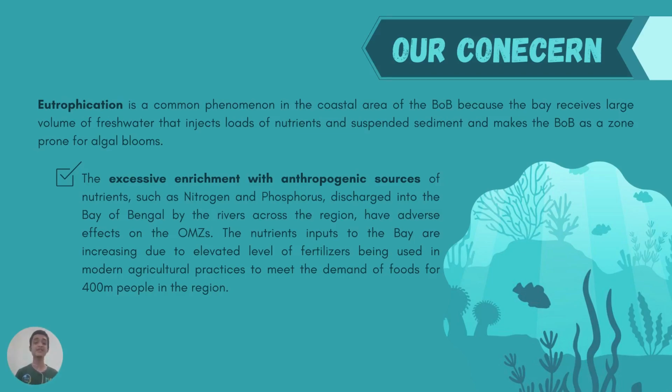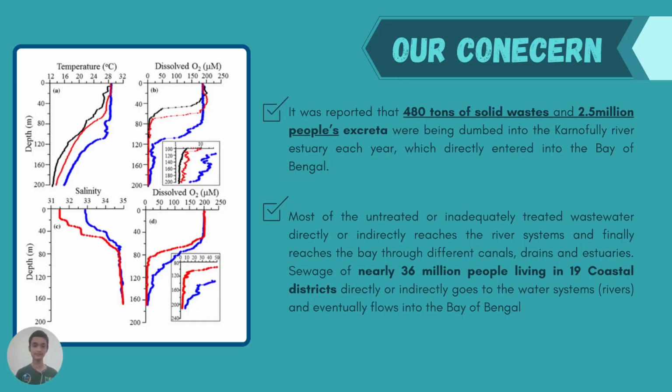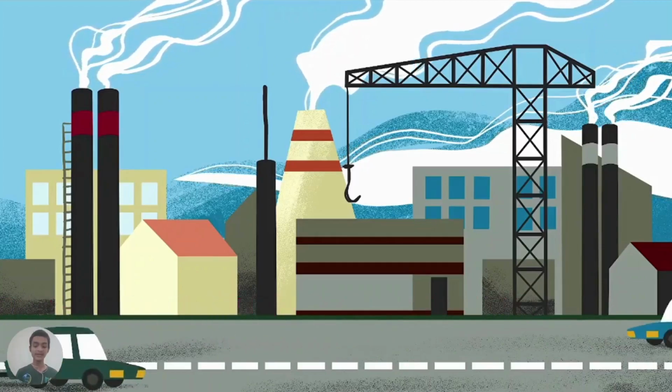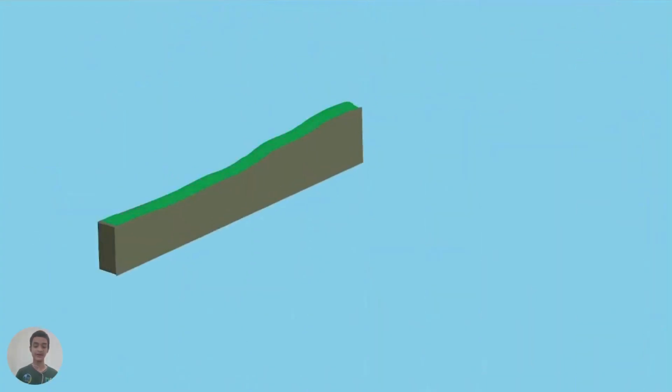The excessive enrichment with anthropogenic sources of nutrients such as nitrogen and phosphorus discharged into the Bay of Bengal or the BoB by the rivers across the region has adverse effects on the OMZ or the oxygen minimum zones. It was reported that 480 tons of solid waste and excreta of 2.5 million people are being dumped into the Karnaphuli River estuary each year, which directly enters the Bay of Bengal.